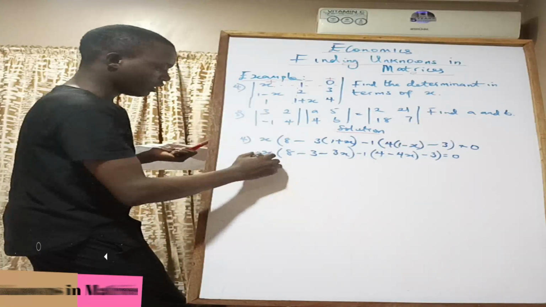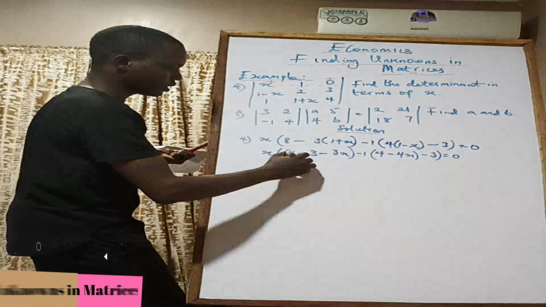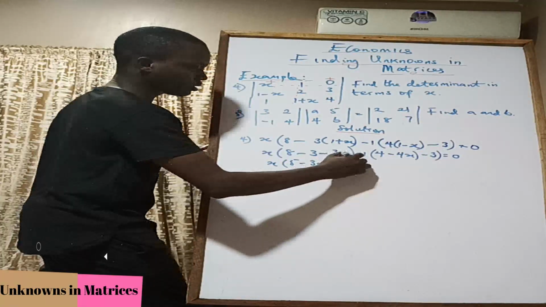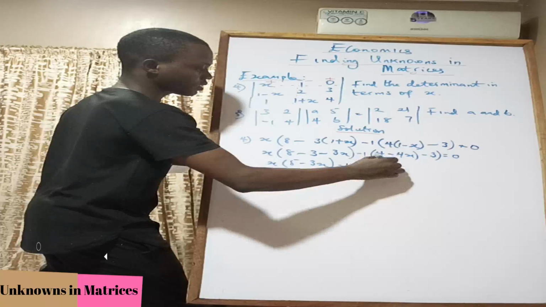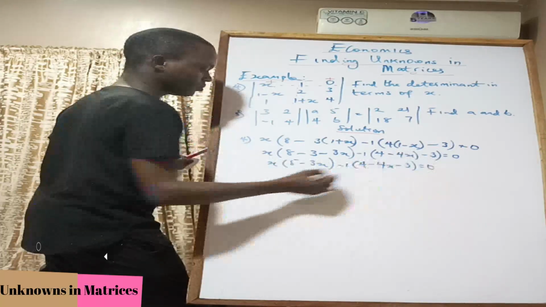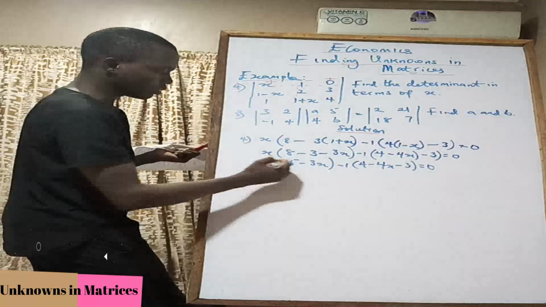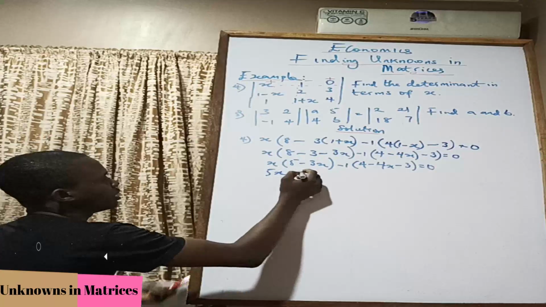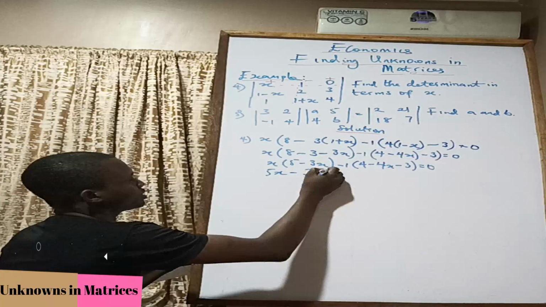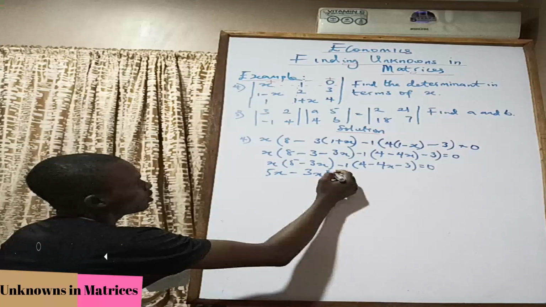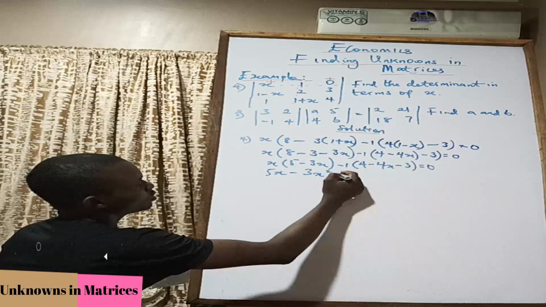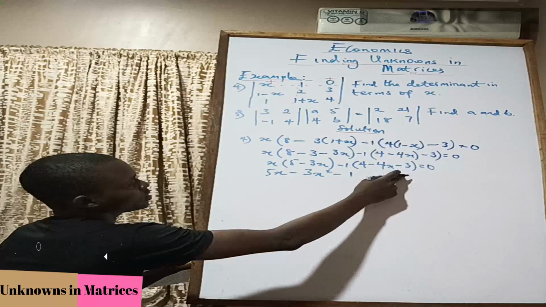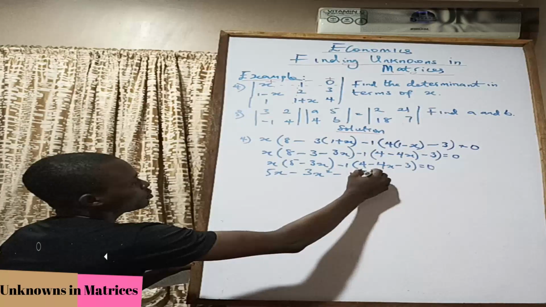All right, so from here, x, 8 minus 3 is 5, minus 3x, you have minus 1 into bracket, 4 minus 4x minus 3 equals 0. So I think this is a little bit simpler now. x times 5 is 5x minus 3x squared. I can multiply through 2, but I just want to do this first. 4 minus 3 is 1. So you have 1 minus 4x.